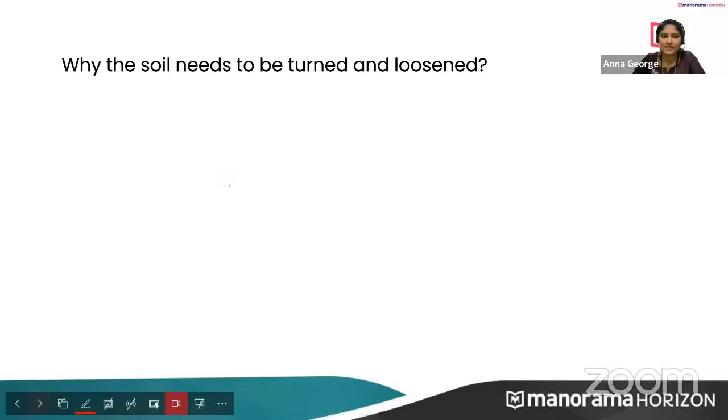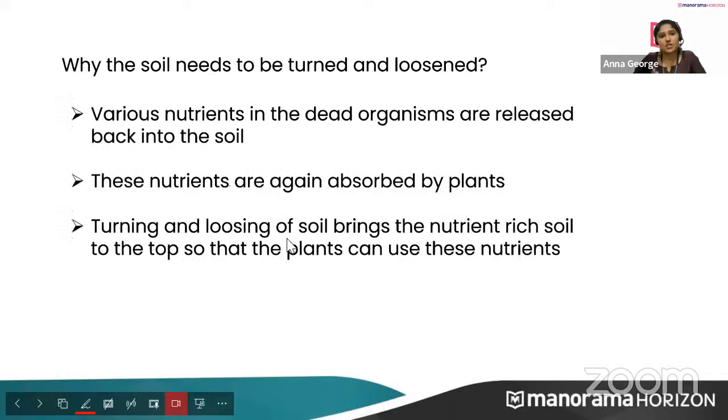Okay, can we see the answer? Various nutrients in the dead organisms are released back into the soil. These nutrients are again absorbed by plants. That means this turning and loosening of soil brings the nutrient-rich soil to the top so that the plants can use these nutrients. That is what we have discussed right now. You're clear about that, right? Can I go to the next one?